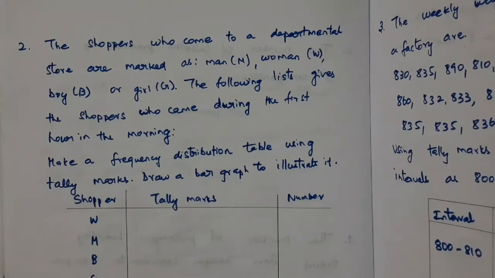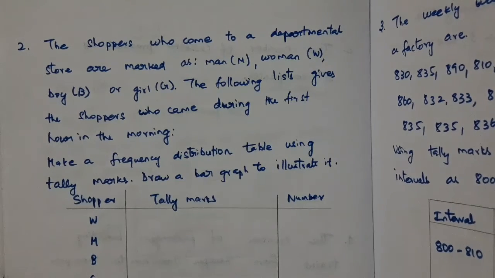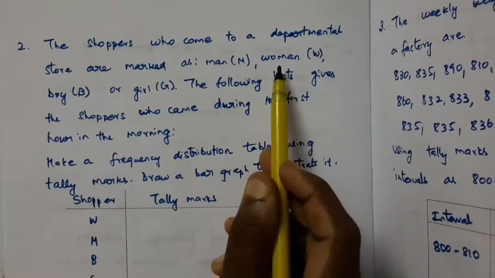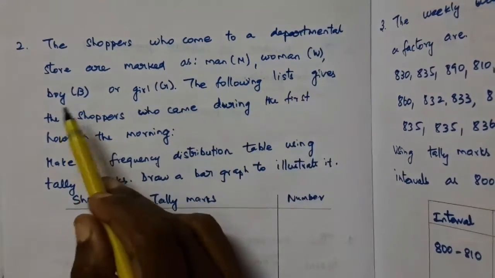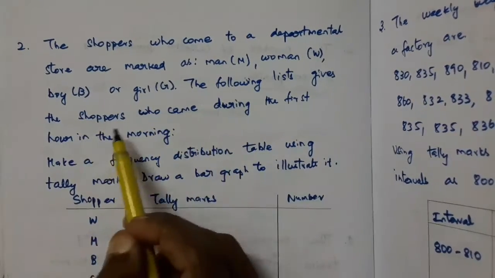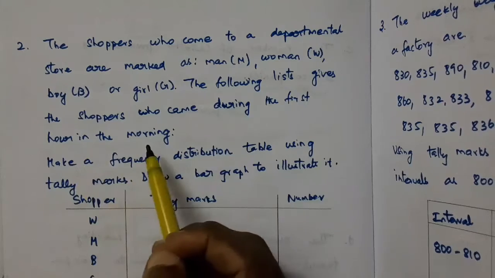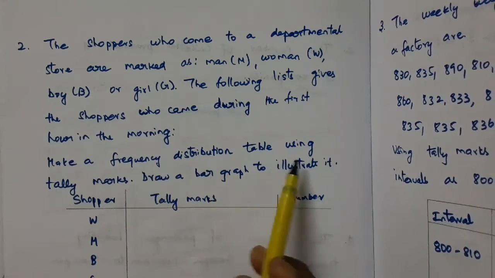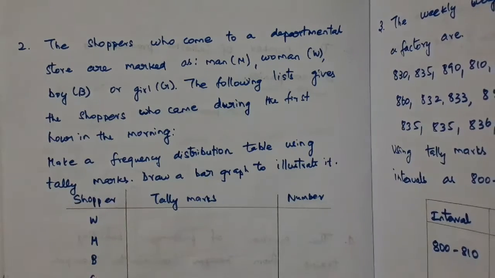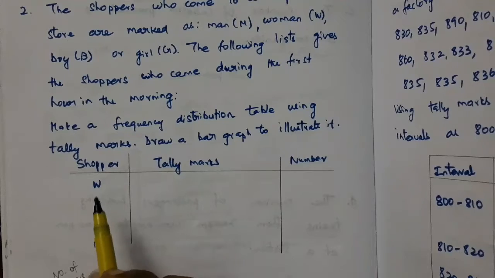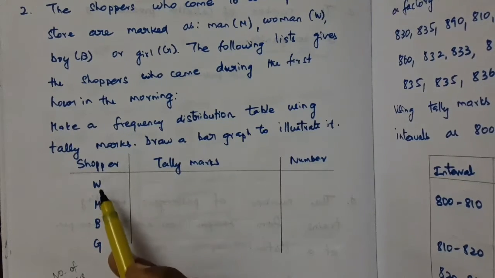The next problem: the shoppers who came to a departmental store are marked as M for man, W for woman, B for boy and G for girl. The following list gives the shoppers who came during the first hour in the morning. You can see that list in your book. Make a frequency distribution table using tally marks. First we have to draw the frequency distribution table. In the first column I write the shoppers: woman, men, boy and girl.